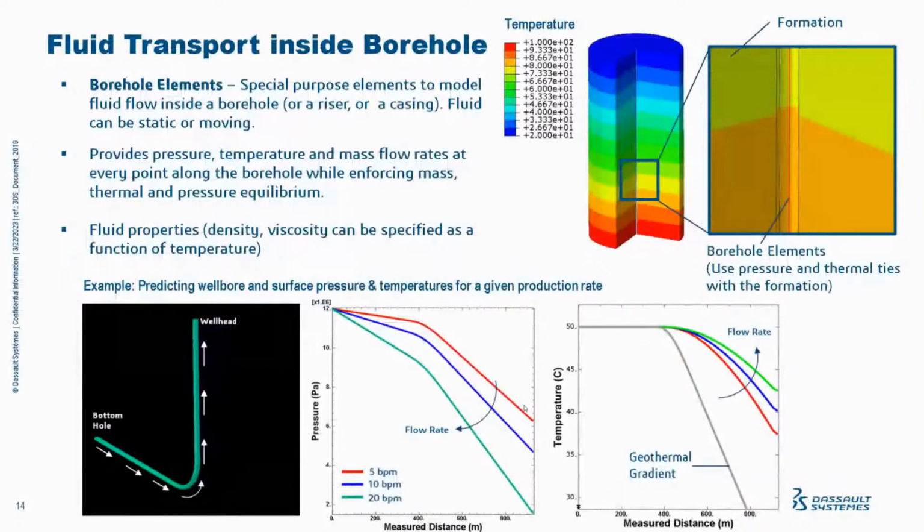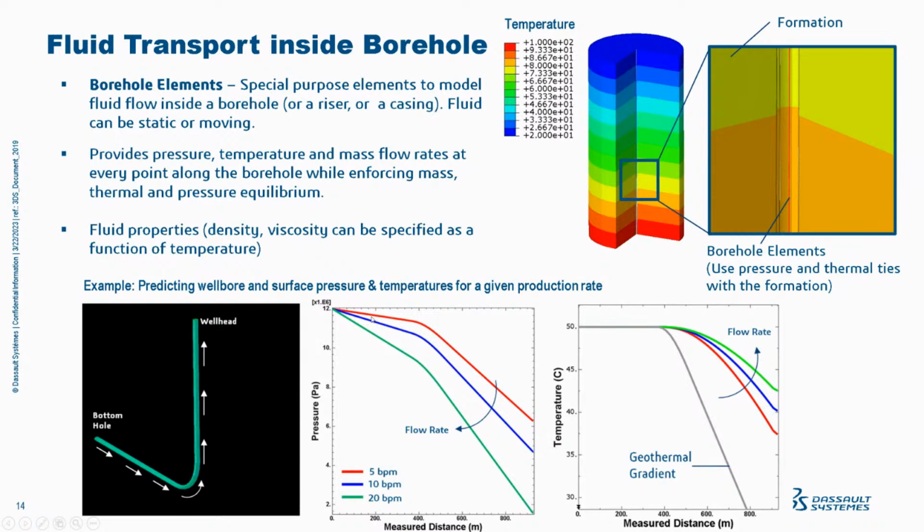So let's take some examples of each of these technologies, starting with borehole elements. As I mentioned, these are special purpose elements specifically designed to model the fluid flow inside a borehole. The borehole can also be a riser or a casing. The fluid can be static or moving. These elements provide pressure, temperature, and mass flow rates at every point along the borehole while enforcing mass, thermal, and pressure equilibrium. The fluid properties in these elements, like density and viscosity rheology, can be specified as a function of temperature. And here is one example where we are modeling the flow of a fluid through a geothermal well for different production rates, and you can see the evolution in pressure and temperature.